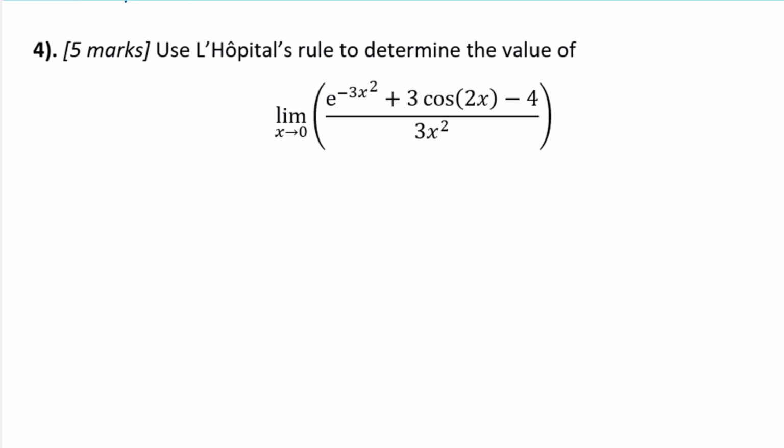Use L'Hopital's rule to determine this limit. First of all, we will plug 0 into the top. E to the 0 power is 1 plus cosine 0 is 1, 3 times 1 is 3. So numerator equals 0. Denominator, you plug 0 into this x, still 0. So we got 0 over 0. We can use L'Hopital's rule.